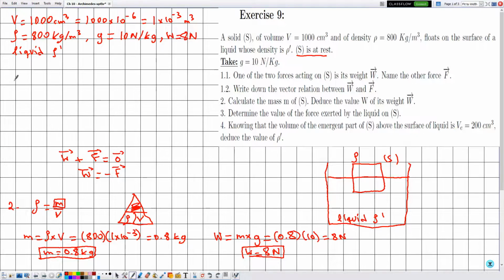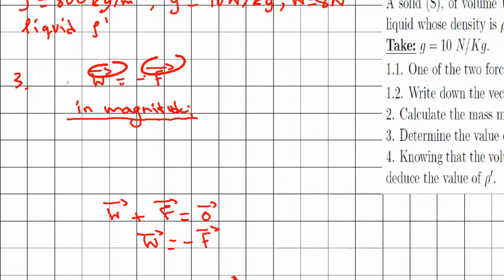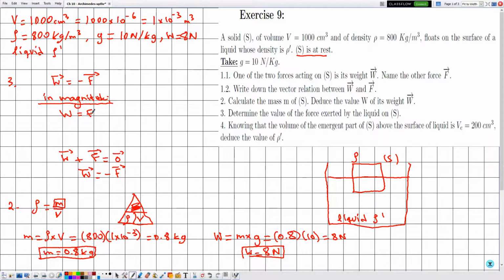Then we are in part 3. From this vectorial relation, we are interested in the magnitude. So let's write down in magnitude. Now what will happen here is that we will drop the vectors and remove the minus sign. So W is given by F. But we have already calculated the value of W to be given by 80 newtons. So let's write, but W is equal to 80 newtons. Which means then, since W and F are equal in magnitude, F is equal to 80 newtons. So the value of the force exerted by the liquid on the solid S, which is the Archimedes upthrust, is given by F is equal to 80 newtons.